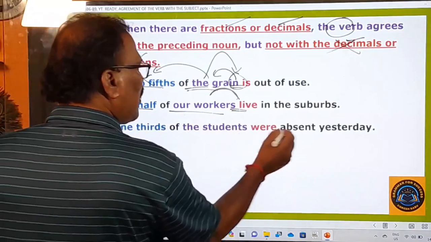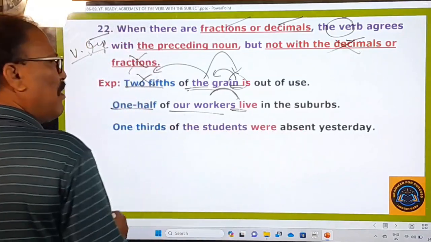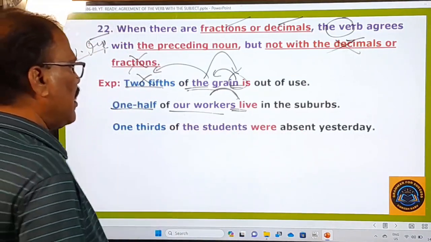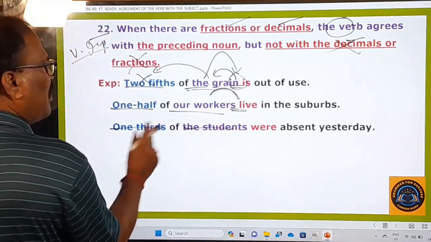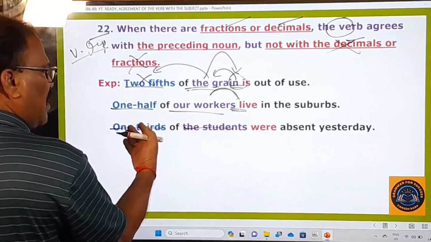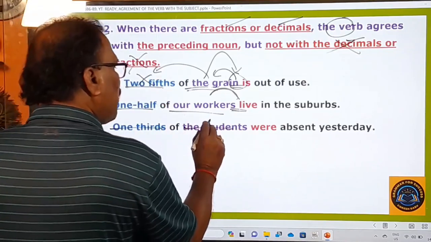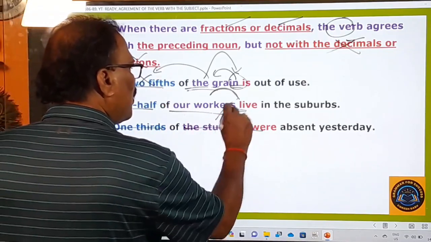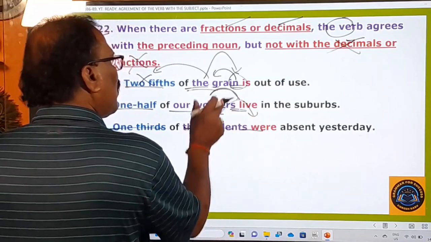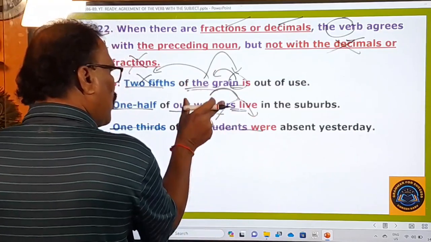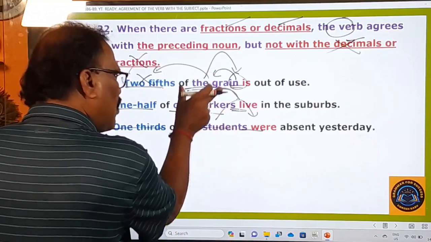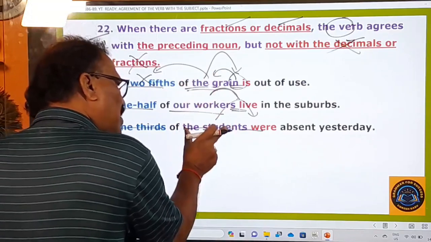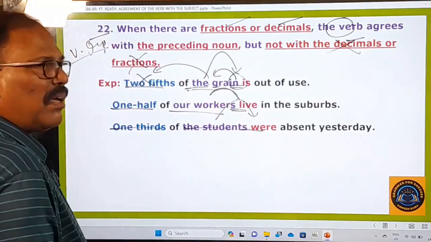1/3 of the students were absent yesterday. Who are we talking about in the sentence? We are talking about the students, not about 1/3. You are taking this part from these students, but that's a different matter. The real subject is the students. Here we are talking about the grain in the first sentence, workers in the second sentence, and students in the third. So these are the real subjects, and according to these real subjects only, we have to use the helping verbs.